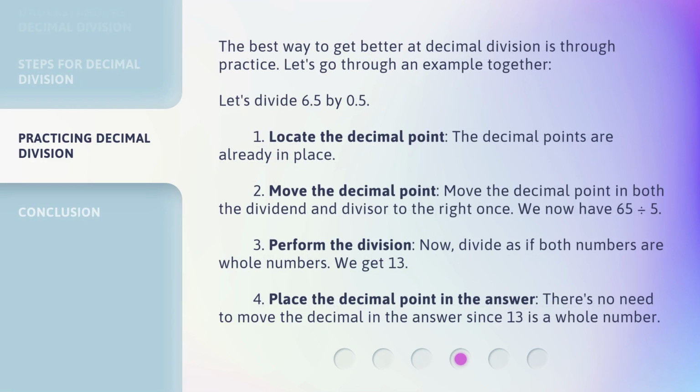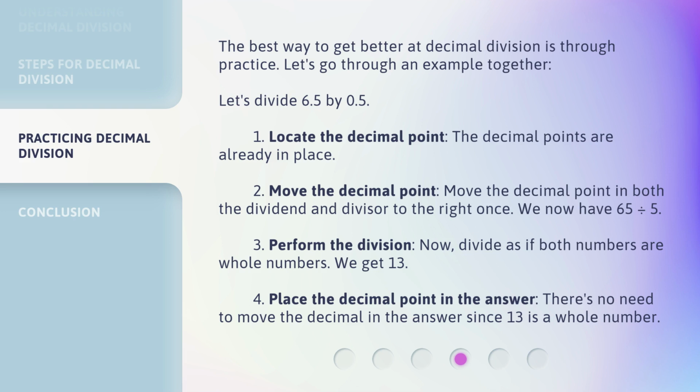The best way to get better at decimal division is through practice. Let's go through an example together. Let's divide 6.5 by 0.5. 1. Locate the decimal point. The decimal points are already in place. 2. Move the decimal point. Move the decimal point in both the dividend and divisor to the right once. We now have 65 divided by 5.